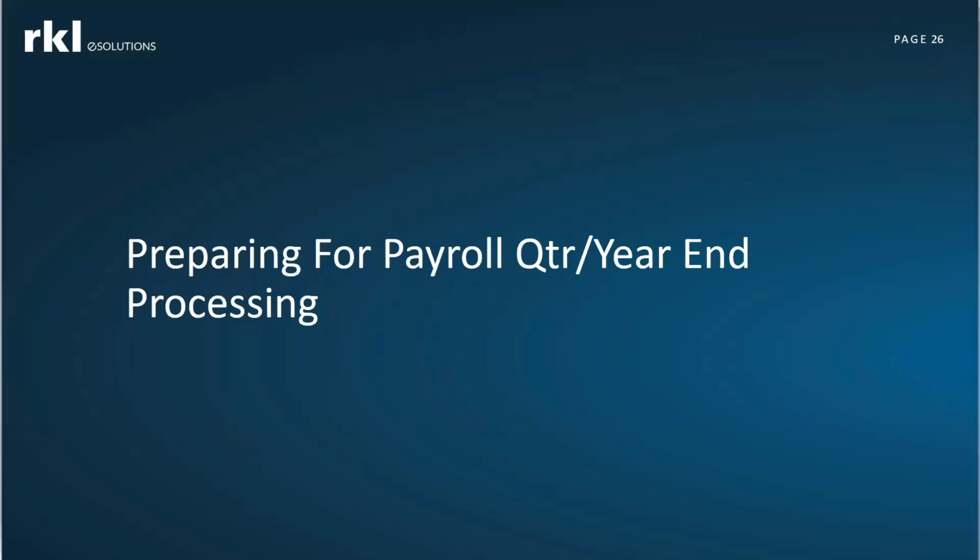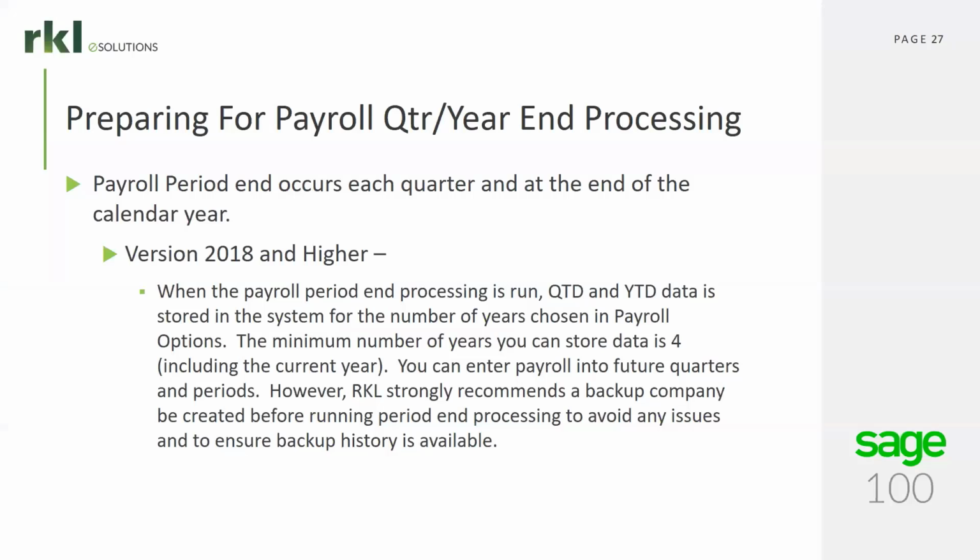The next part of our presentation will apply to the payroll module, and will apply to quarter and year-end processing. If you have the payroll module in Sage 100, your payroll periods occur at the end of each quarter and then at the end of the calendar year. Therefore, period end processing is performed 4 times per year.